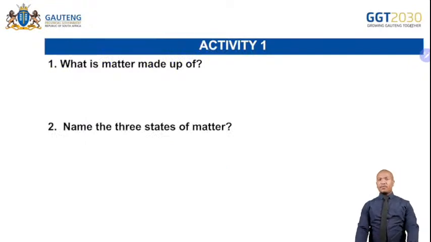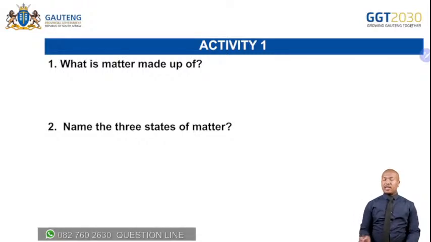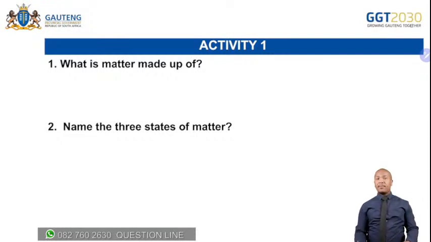First of all, let's do this activity for just 2 minutes. It's 2 questions, then you get 2 minutes for answering. Number 1: what is matter made up of? And number 2: name the 3 states of matter. Before we continue, let's meet again after 2 minutes.